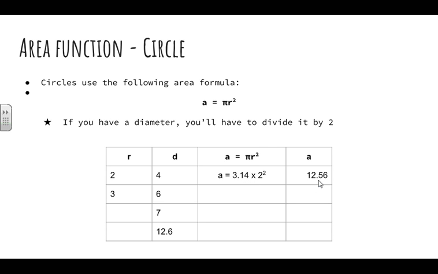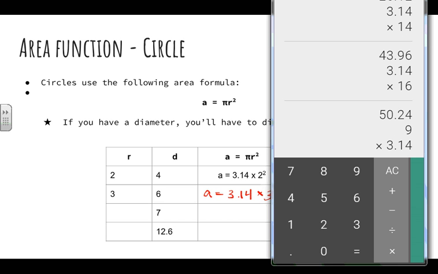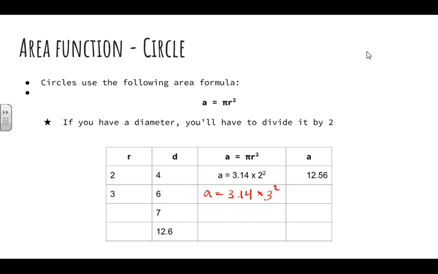Next we have a circle with a radius of 3 and a diameter of 6. So we plug that into our formula, and we get A equals 3.14 times 3 squared. You have to square 3 first. 3 squared is 9 because it's 3 times 3. So 9 times 3.14 will give us an area of 28.26.